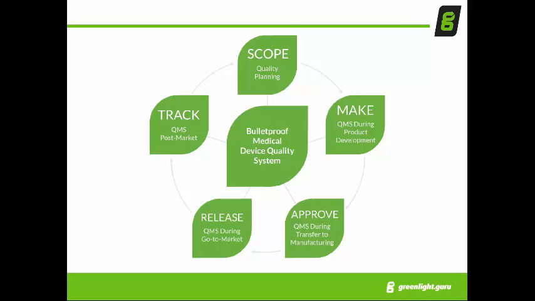And then all along the scope, make, approve, release phases, you're building or refining your quality management system. And then once you release, you're going to track. A big key part, as defined in ISO 13485, is this idea of continuous process improvement, this idea of a continuum, a life cycle, not only from a product level, but also from a company level, also from a quality management system level. So there's an expectation that you're tracking, monitoring, and maintaining your quality management system over time.